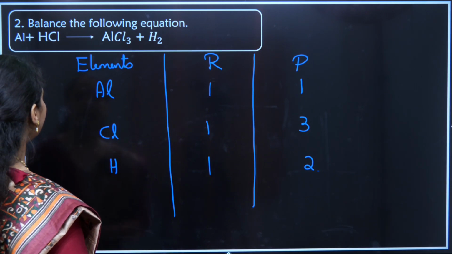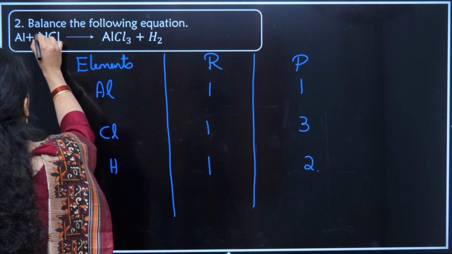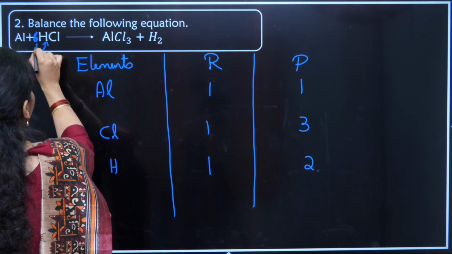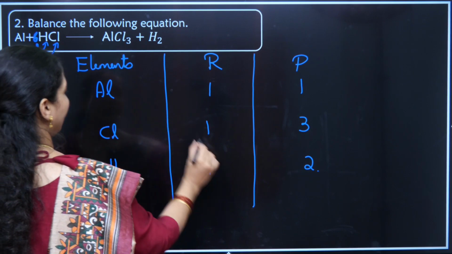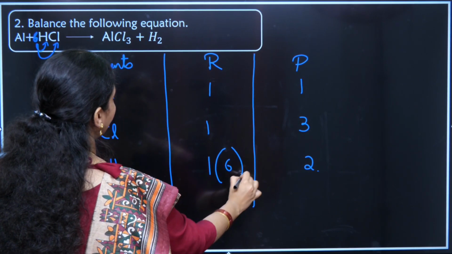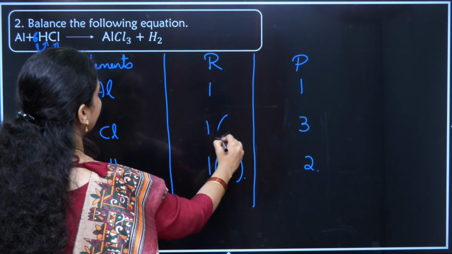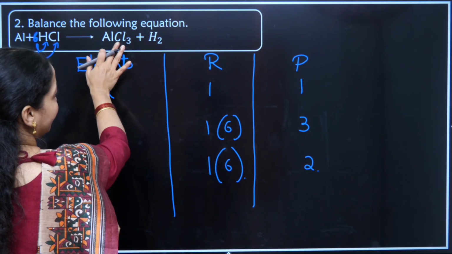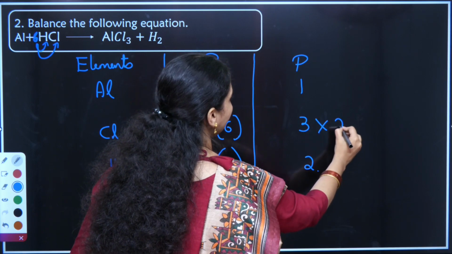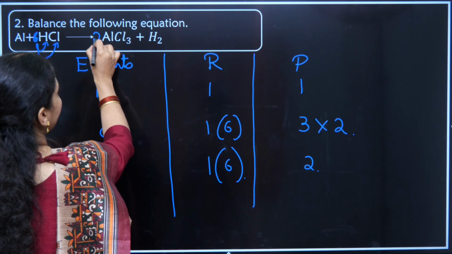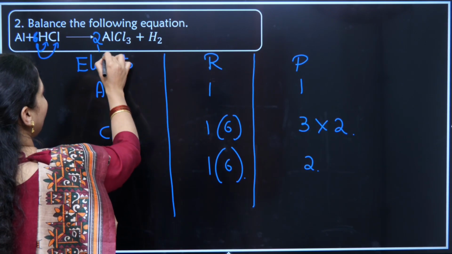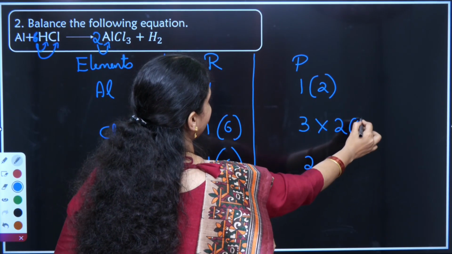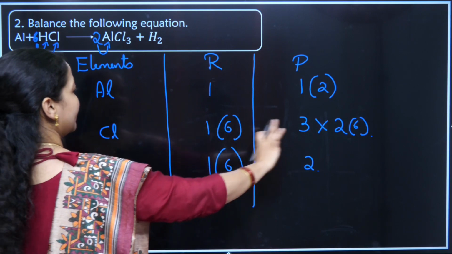I will first of all take 6 HCl here. When I take 6 HCl, the count of hydrogen is also changing, the count of chlorine is also changing. Hydrogen is turning 6, and chlorine is also turning 6. Now, if I want to make chlorine 6 on the product side, I have to multiply this with 2. So placing 2 in front of AlCl3, the count of aluminium is now changing to 2 and the count of chlorine is changing to 6. So chlorine is directly balanced.